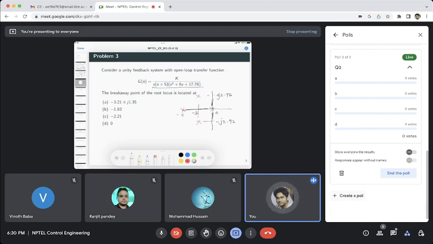Now another rule. I don't remember the rule number. Can anyone say how to find the root locus part on the real axis? From 0 to infinity, this is the positive part, right? Will there be any root locus in this region?